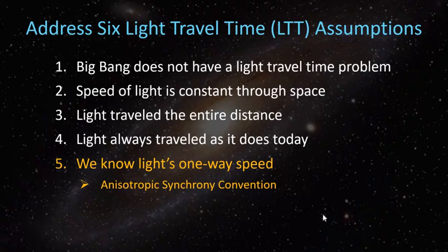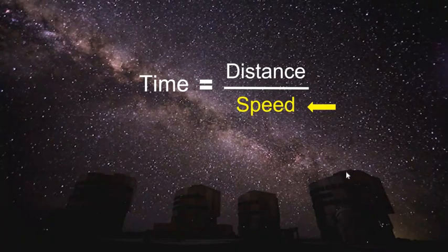The fifth assumption, we know light's one-way speed. Is there anybody in the audience that has ever heard of Dr. Jason Lyle's anisotropic synchrony convention? See, just one. We don't know the one-way speed. We know the two-way speed, and that's what the assumption is for the calculation of the speed of light. But he'll get into the reason why we don't know the one-way speed. And for our formula, we're going to focus on the speed part of the calculation.